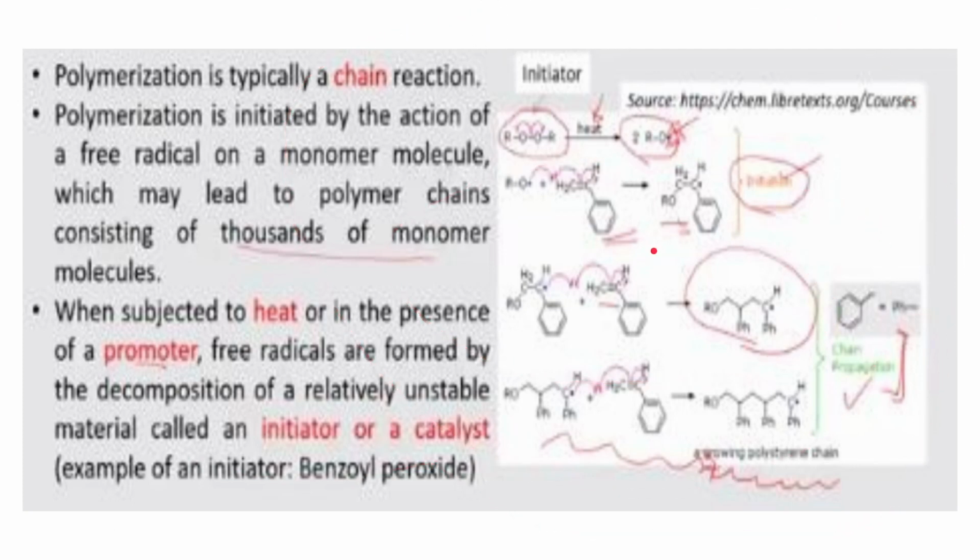An example of an initiator is benzoyl peroxide. In this diagram, although it is not properly clear, as you can see, the reactions occur with the help of an initiator. Thereby the monomer is attacked, and chains of thousands of monomers are formed, resulting in a polymer. So this is the process of polymerization.